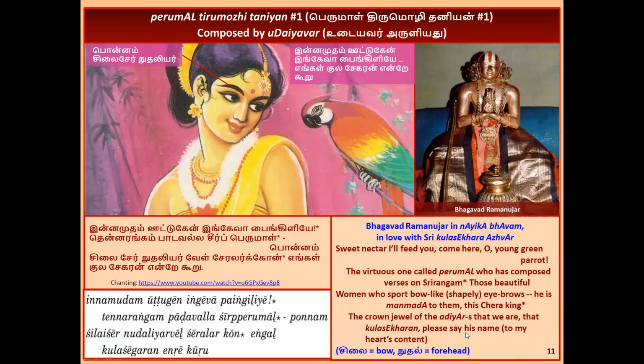That kulasEkharan, please say his name, so that when you recite my lover's name, that makes my heart fill with joy. So that's the meaning of this taniyan. So let's go through the taniyan and try to understand it word by word. So he says, Paingiliye, Pasumayana Kiliye. Pasumai could mean two things. One is green colored, and it could also mean young. When we talk about Pasumayana Ilai, it also means a tender leaf, a young leaf. So Paingiliye, you can say it's young green parrot.